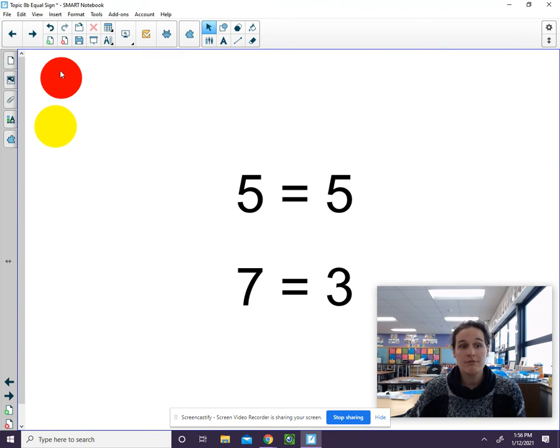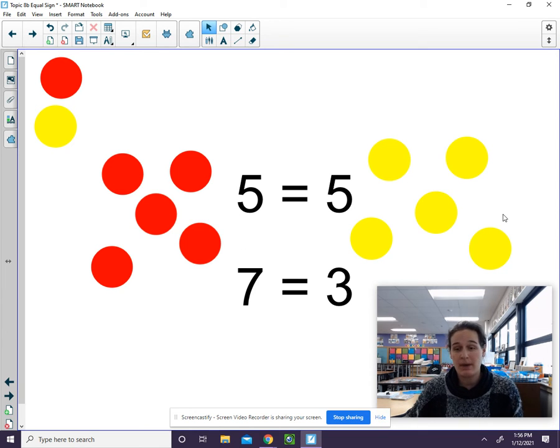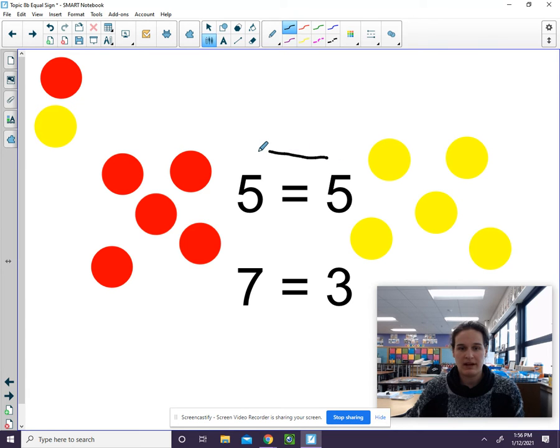So I'm going to grab 5 red counters, 2, 3, 4, 5, and I'm going to grab 5 yellow counters. That's 5. And again, I want you to compare. Are they the same? The colors are different, but it's the same amount. Now let's take a look, and like I said, we'll circle this one, then this one's correct.